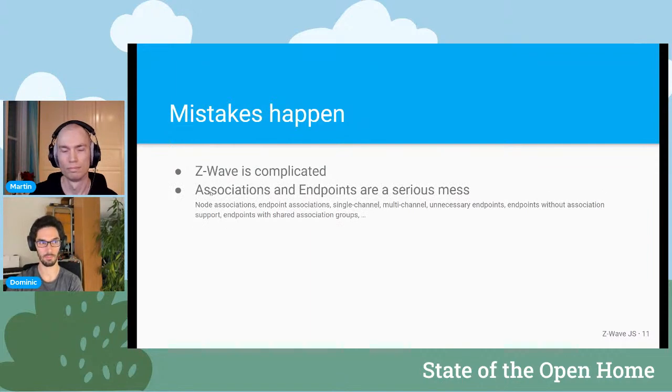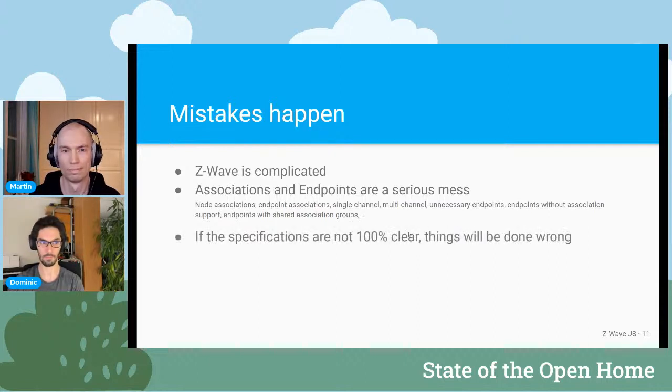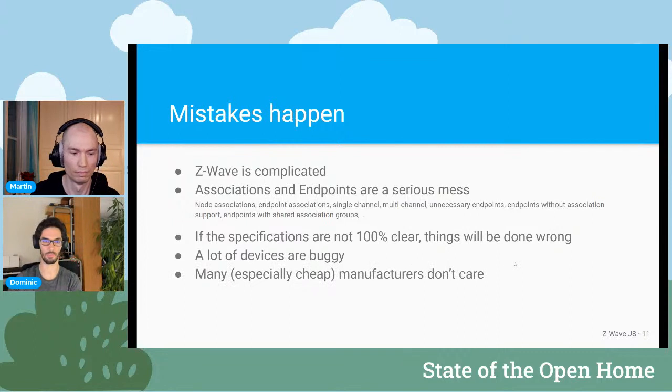To give you an example, there are things called associations and endpoints that enable sub-devices or automatic reports. And there are just so many ways to implement and to combine them. So there's no best practice, no way to check what's the correct way to use them, and everyone does it differently. So of course there are mistakes to be expected. And the specifications are very complicated, and if they are not 100% clear, things will be done wrong. So sadly, one has to say a lot of devices are buggy, and especially cheap manufacturers don't care about it.